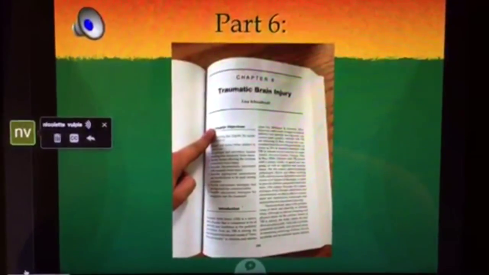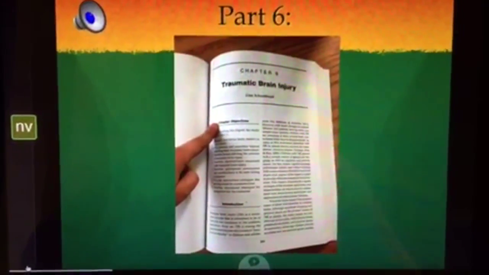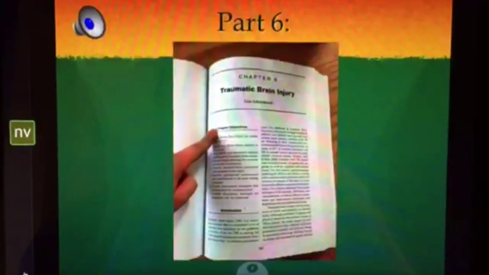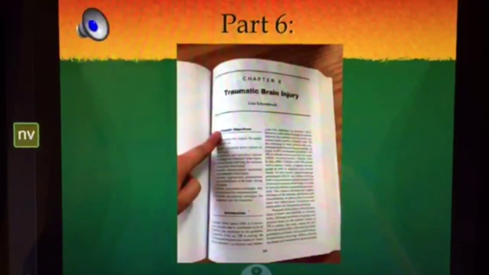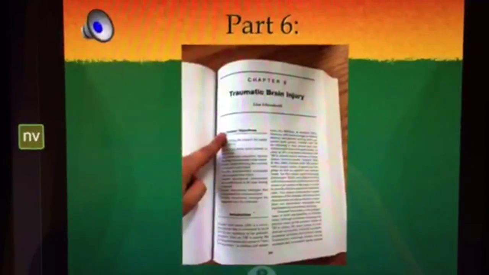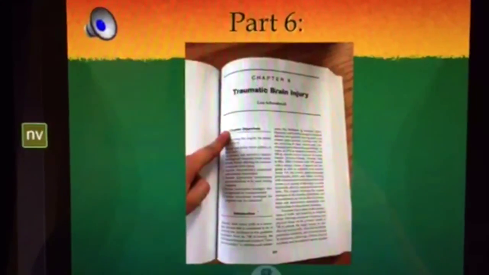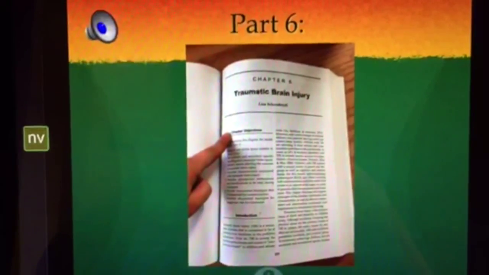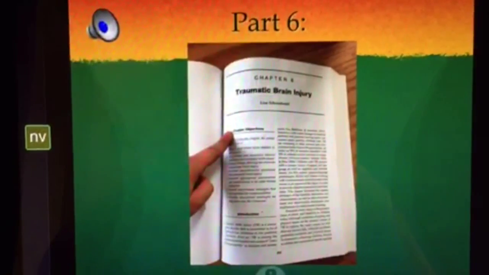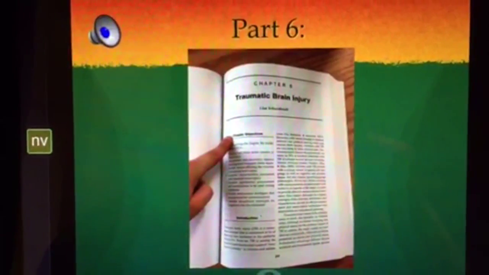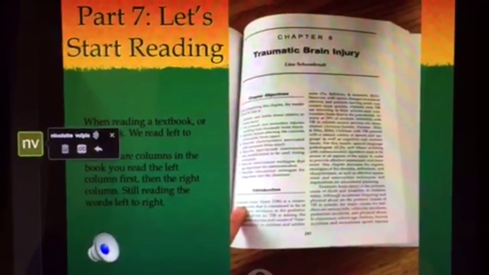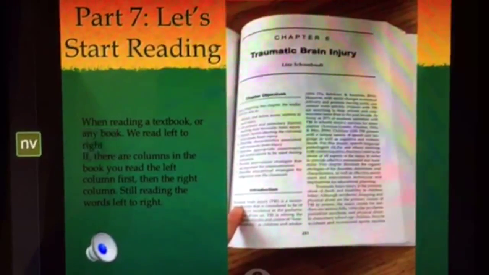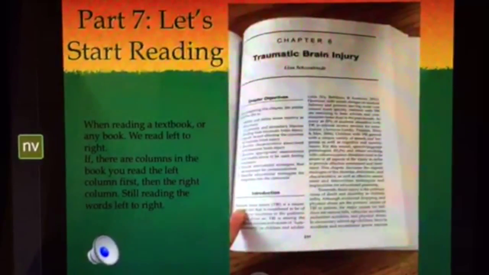Way to go! We found chapter 6, Traumatic Brain Injury. Now if you look at the bottom of the page, it says page 251. Before starting to read the chapter, there's a list of objectives which tells you what the chapter is going to be about. Now that you know what the chapter is going to be about after reading the objectives, let's start reading the chapter.